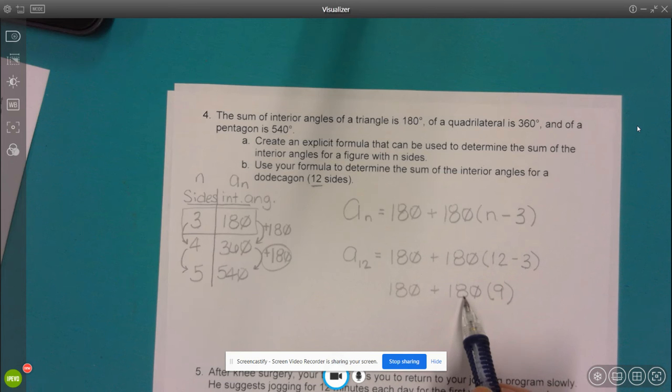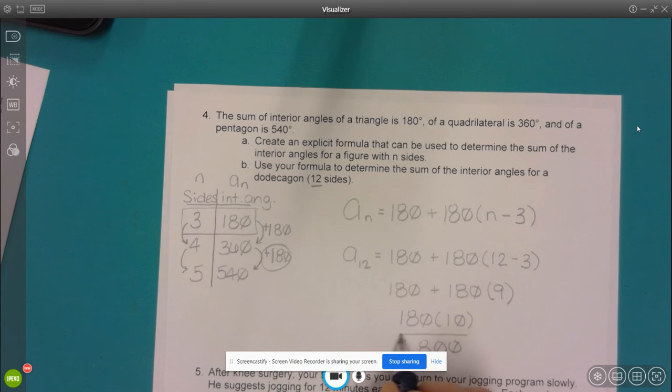Well, if I have 9 180s here plus one more 180, this is the same as saying 180 times 10, which would be 1,800 degrees.